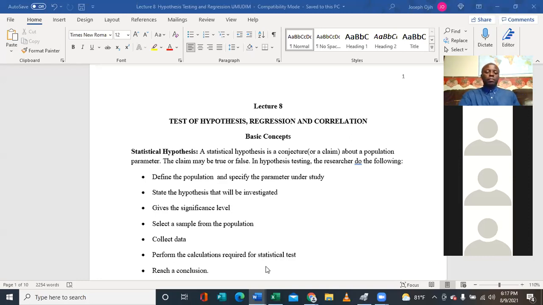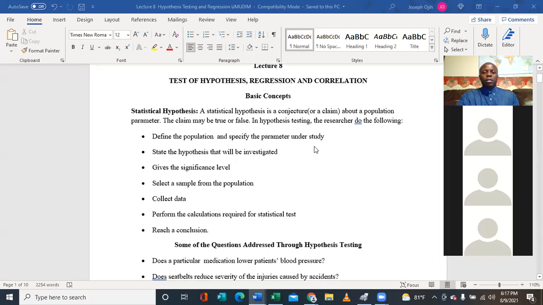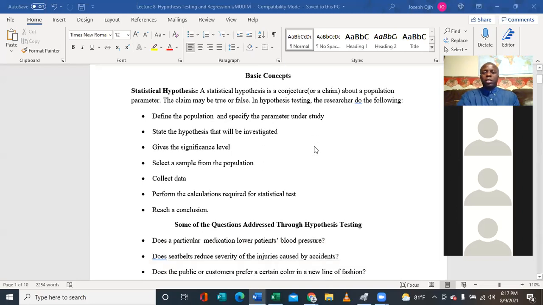All right, let's start. Now, test of hypothesis, regression, and correlation. Today and tomorrow we'll be working on test of hypothesis. And on Wednesday, we'll be working on regression and correlation. Okay, test of hypothesis. When you hear the word statistical hypothesis, it means a claim or conjecture about a population parameter.